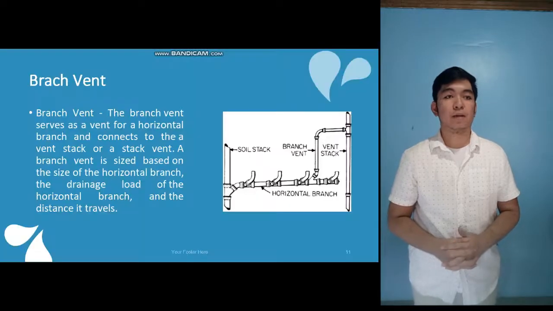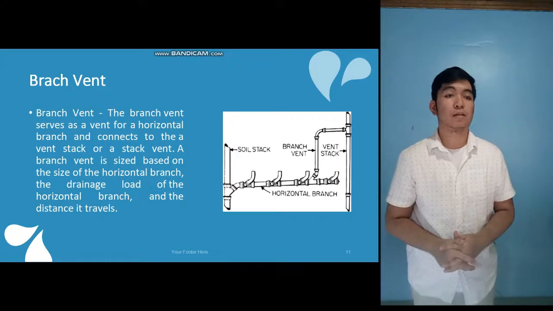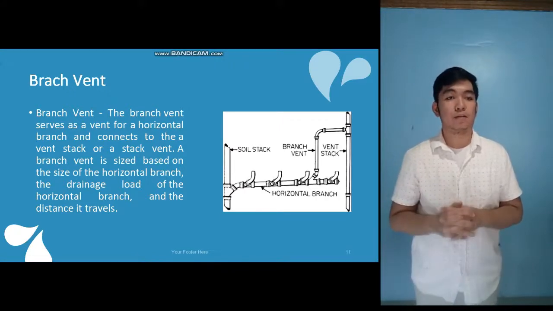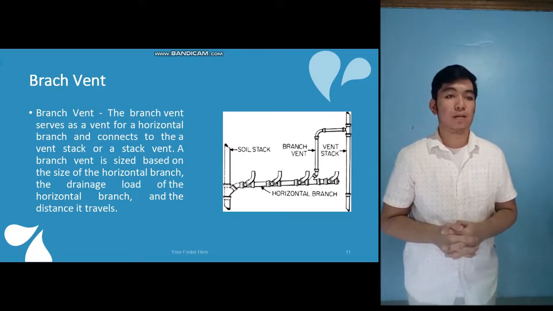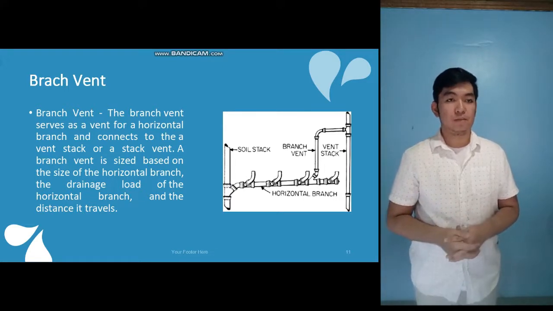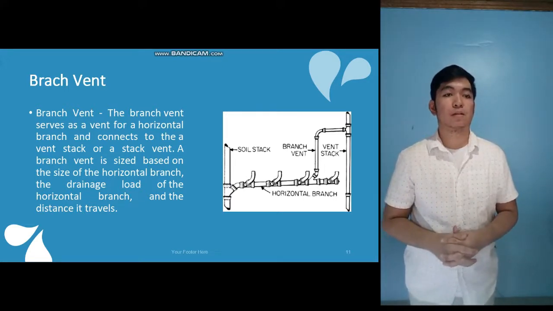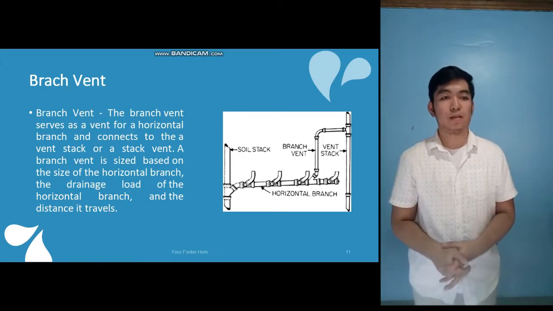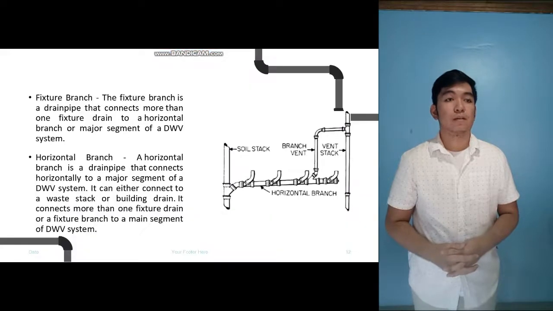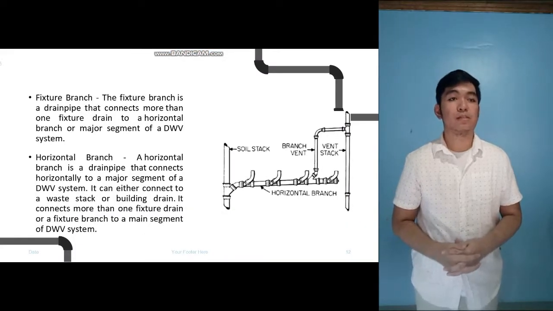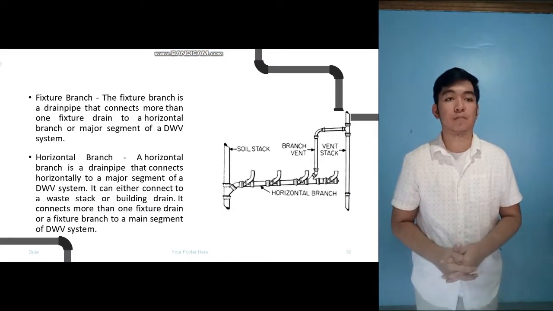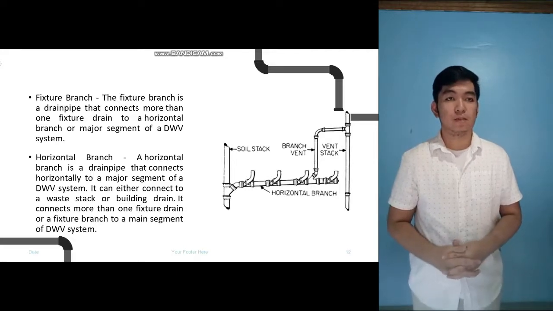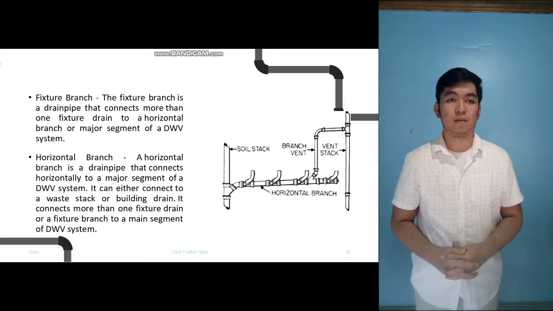Next is the branch vent. A branch vent serves as a vent for a horizontal branch and connects to the vent stack or a stack vent. A branch vent is sized based on the size of the horizontal branch, the drainage load of the horizontal branch, and the distance it travels. Fixture branch: the fixture branch is a drain pipe that connects more than one fixture drain to a horizontal branch or major segment of the DWV system.